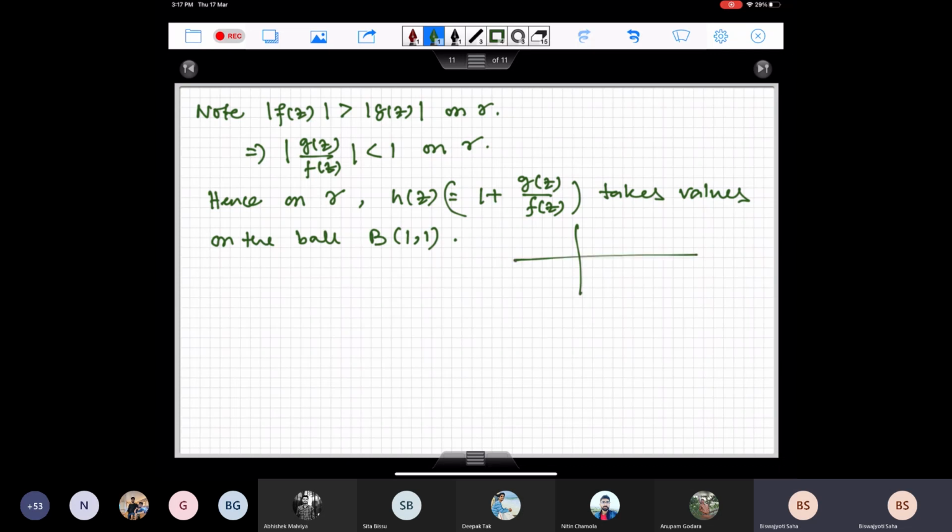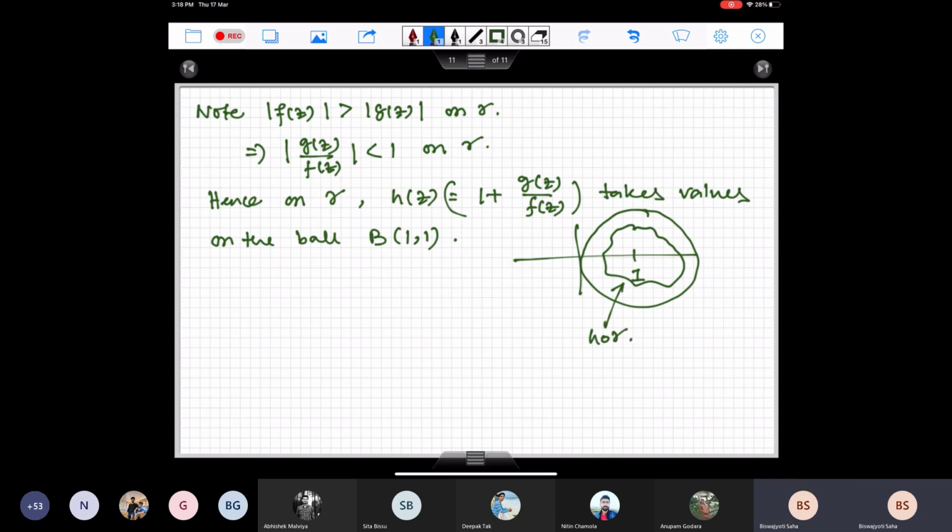So let's say this is my 1, and you just imagine a ball of radius 1 around 1, and your h composed gamma is somewhere here. It is perhaps encircling 1, but it's within this range. It lies within distance 1 from 1. It might not encircle 1, that's a different matter. It stays at most within distance 1 from 1. So this is the picture of h composed gamma.